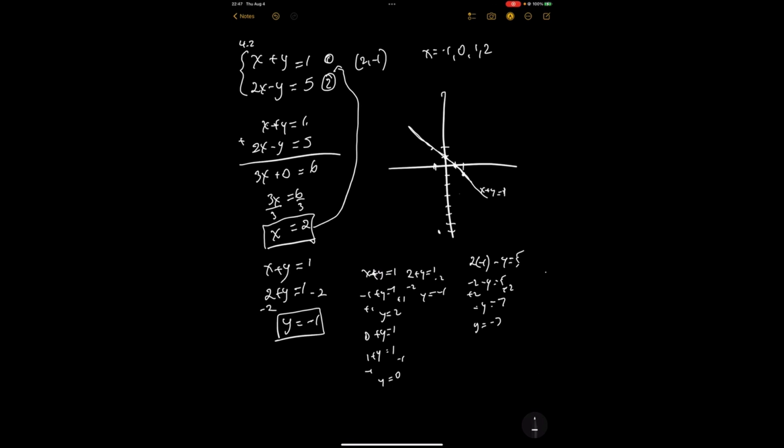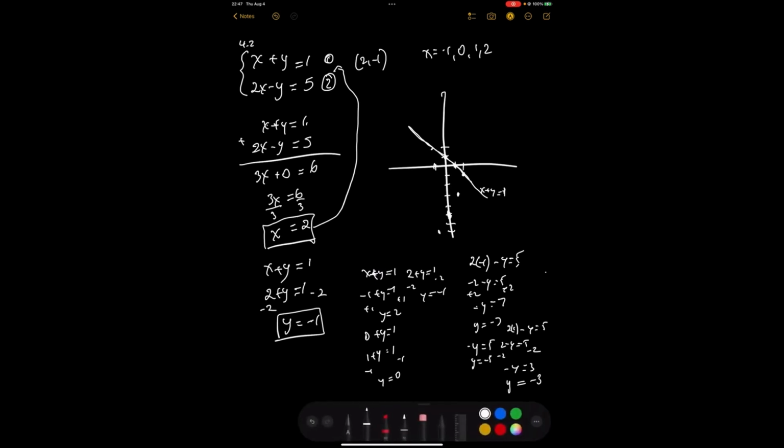So that was something like right here. Let's say at 0, 2 times 0 is equal to 0. So we get negative y equals 5, so y equals negative 5. So that's going to be right here. 0, negative 5. At 1, what do we get? We get 2 times 1 minus y equals 5. So we get 2 minus y equals 5. We subtract 2 on both sides. So we get negative y equals 3, and therefore y is equal to negative 3. At 1, we get negative 3.